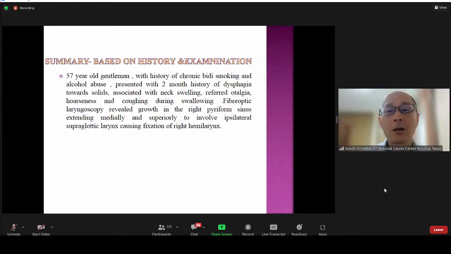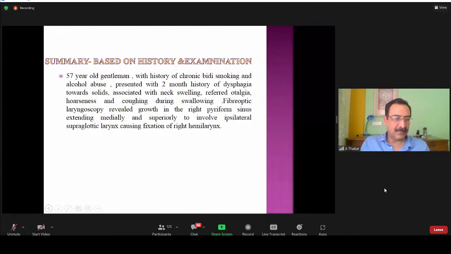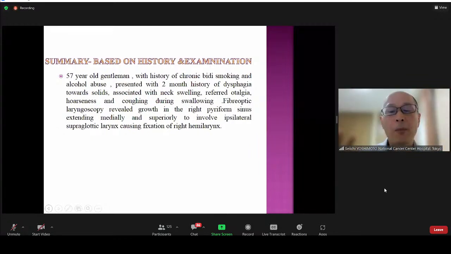Can I ask one question? Yes, sir. I'm Yoshimoto from the National Cancer Center in Tokyo, Japan. I'm a head and neck surgeon. In Japan, narrow band imaging is very popular, and we always check the superficial area of the hypopharynx and the cervical esophagus by narrow band imaging.